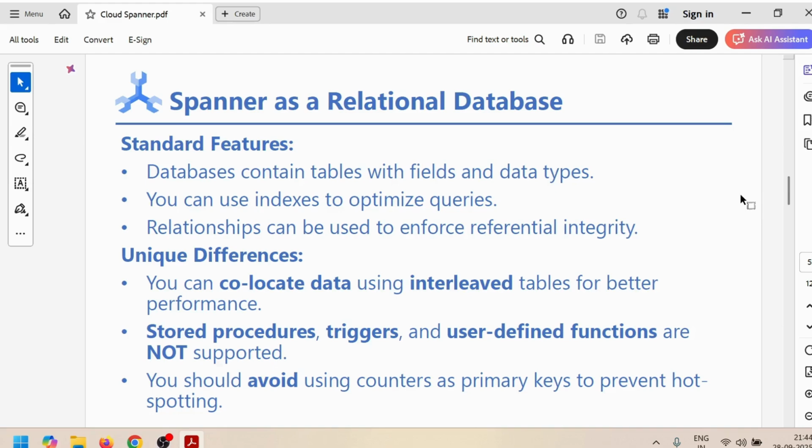What can we use then in place of counters as primary keys? We can use UUIDs or some randomized strings as primary keys to spread inserts across the splits.